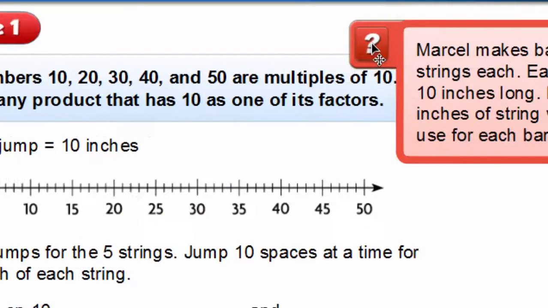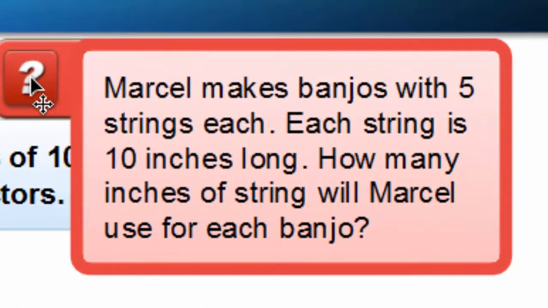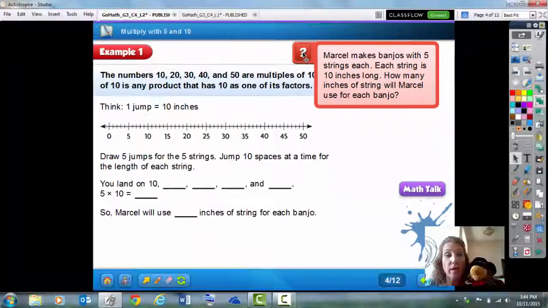All right, boys and girls, now we're moving on to the 10s. Let's look at our story problem. Marcel makes banjos with 5 strings each. Each string is 10 inches long. How many inches of string will Marcel need for each banjo?